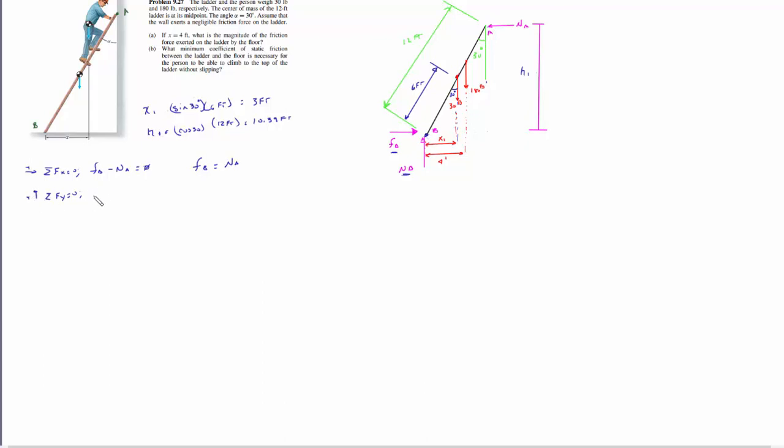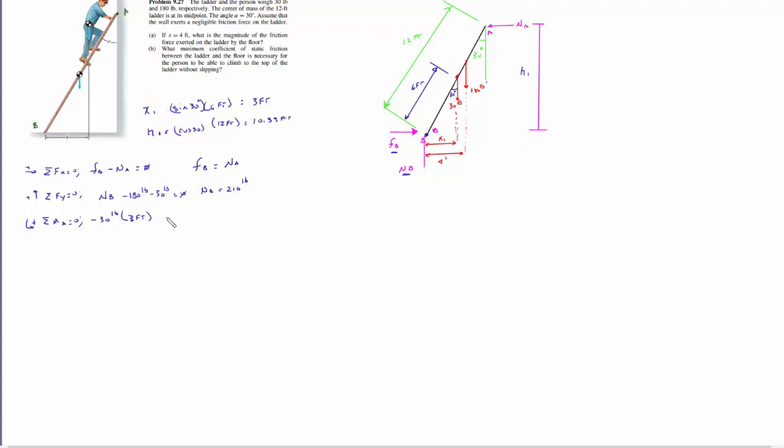If I sum my forces in the y, I'm going to have NB, which is going up, and then I have these two forces, negative 180 pounds and negative 30 pounds. So my normal at B is equal to 210 pounds. Now if I sum my moment about point A, we're going to have this 30 pounds, so it's going to be rotating clockwise, so it's negative, times we computed x1 to be 3 feet.